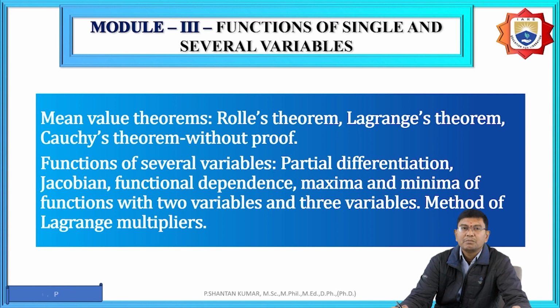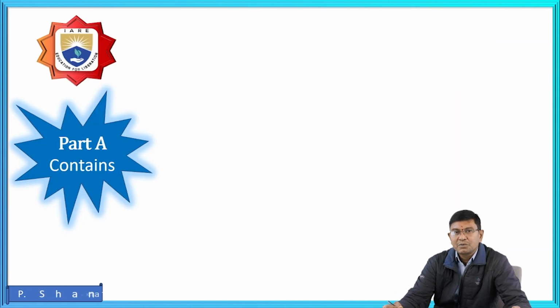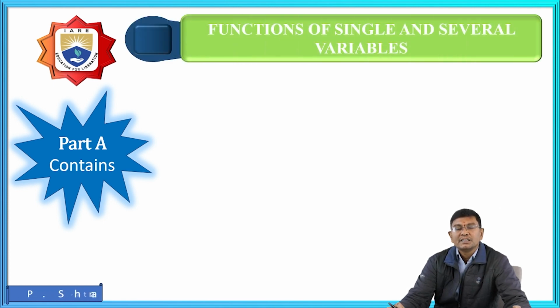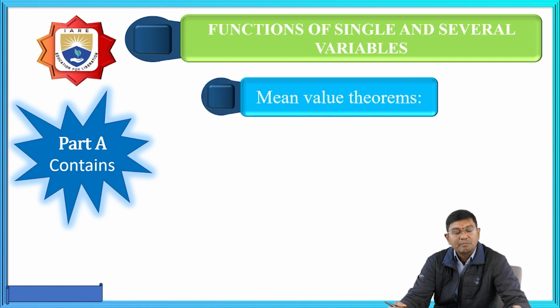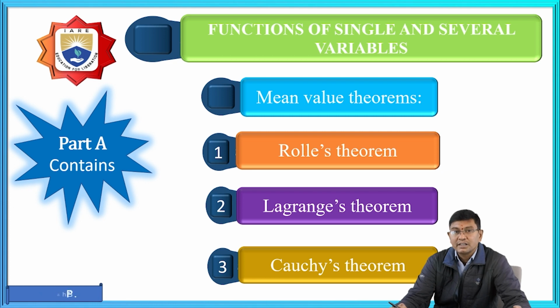Under module 3, we are going to divide it into part A and part B. Part A is based upon single and several variables. Here we are covering the mean value theorems. One is Rolle's theorem, the second one is Lagrange's mean value theorem, and finally Cauchy's mean value theorem.